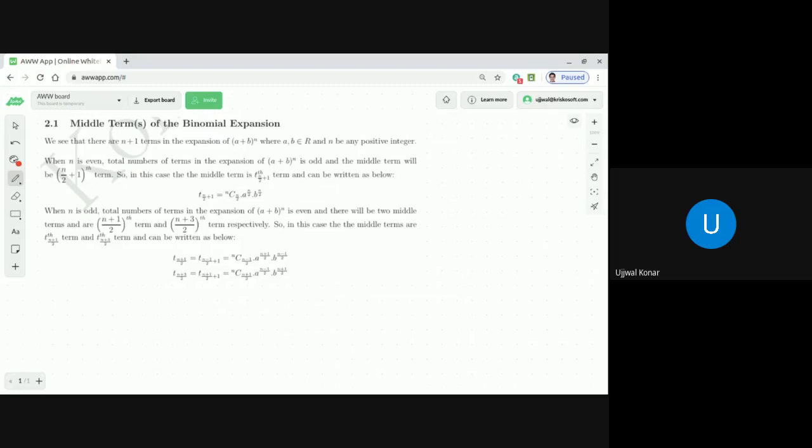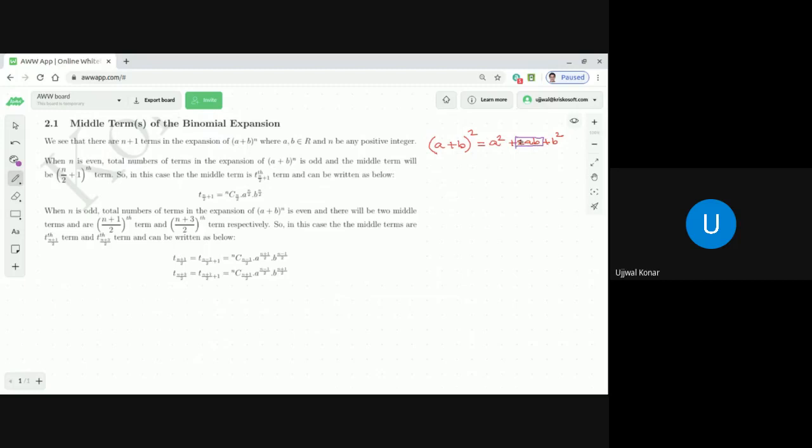We can take a quick example. Suppose n is even, so take (a plus b) power 2. Its expansion, as you all know, is a square plus 2ab plus b square. Which one is the middle term? The middle term is 2ab. And which term is it? It is the (n by 2 plus 1)th term.